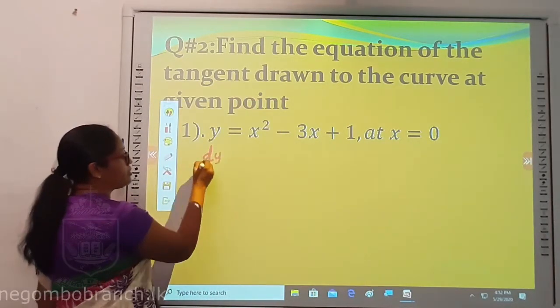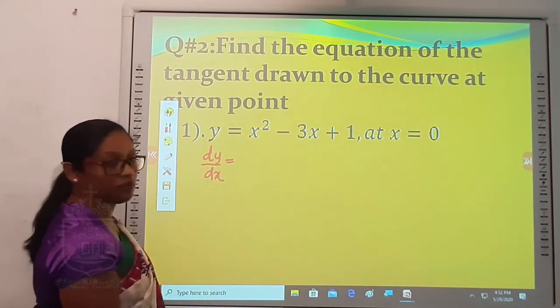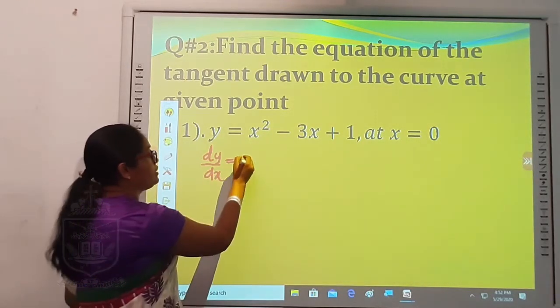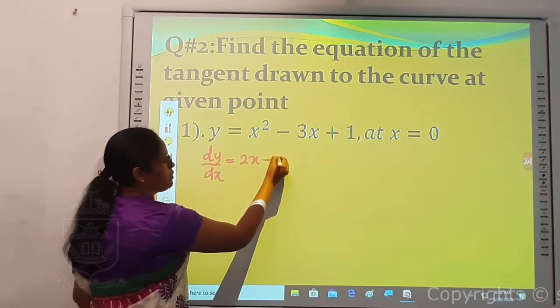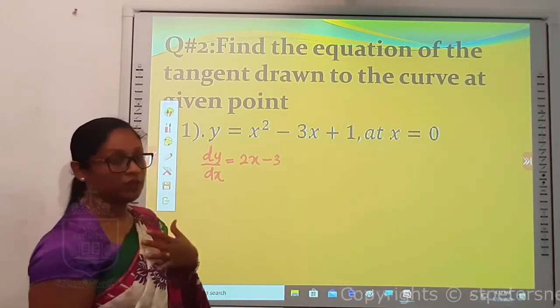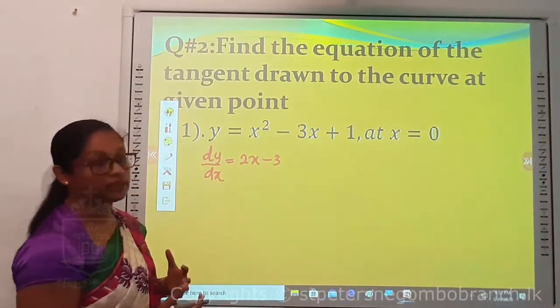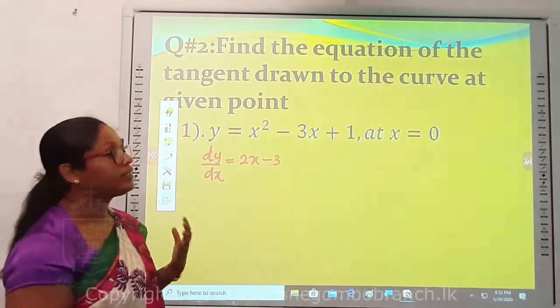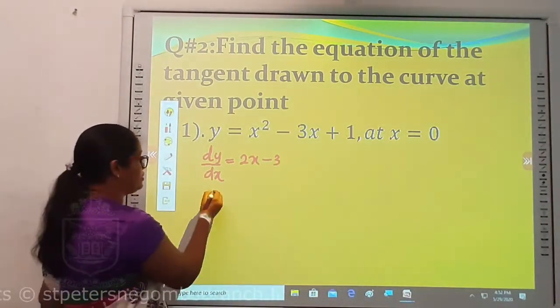dy over dx is equal to, we just differentiate this function. That is 2x, the derivative of this part is minus 3, and the constant will be 0, right? Now this is the derivative function. Once we replace x equals 0 here, we get the gradient of the tangent drawn to the curve at x equals 0.